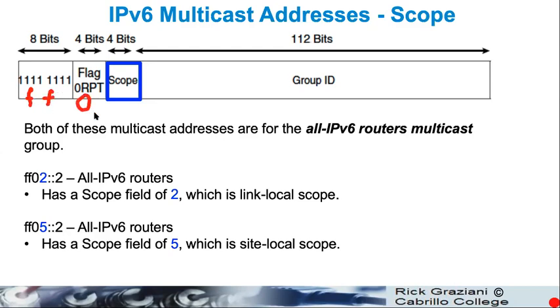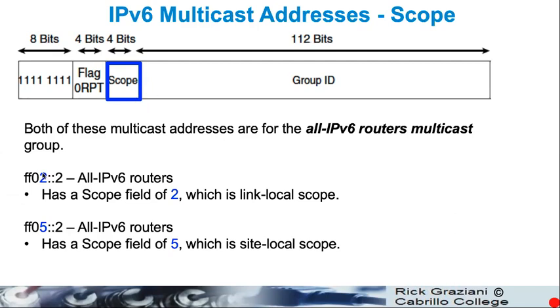F0, because we're talking about either well-known, assigned, or solicited node. And then we're going to put a 2 here. Okay, and that's where we're seeing these addresses here. That's where the 2 comes from. So these are addresses with link local scope, meaning the router will not forward these. We can see that we have a couple here, all IPv6 routers. That's for any router on my network, not on other networks, my network. So the router would not forward these.